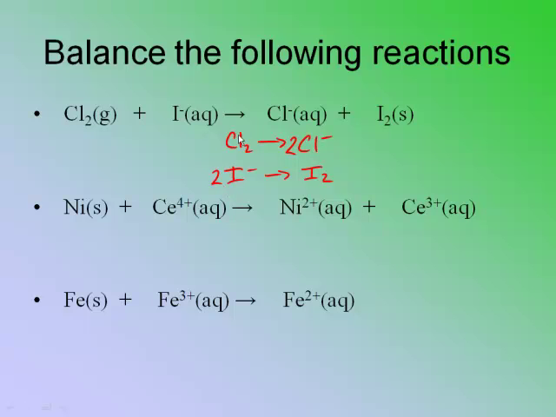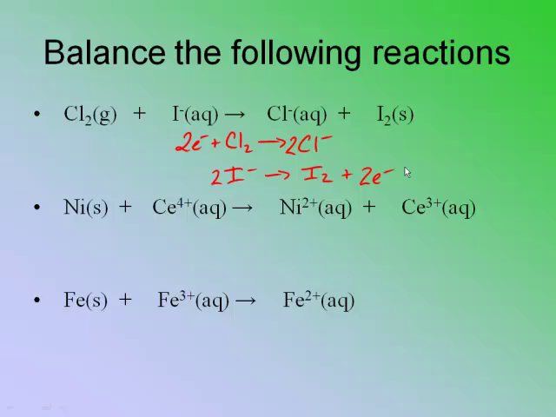Well, notice that I have no charge on the left and a -2 charge on the right. The only way that the chlorine could have become negative is if it gained 2 electrons. Notice my charges on both sides have to be equal. The opposite is going to happen on the iodine: -2 charge on the left, 0 on the right.